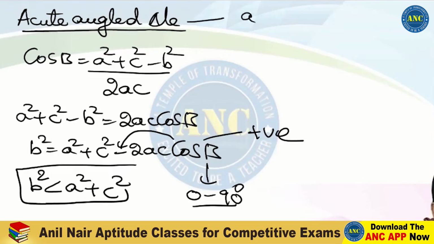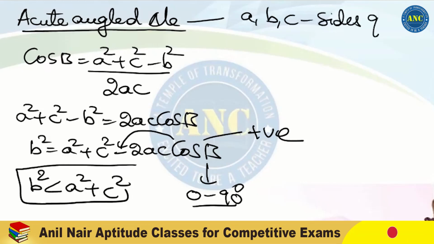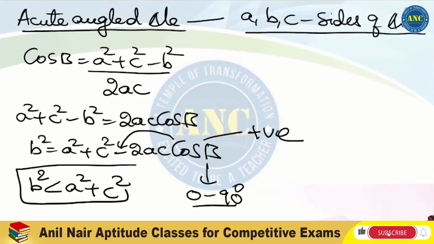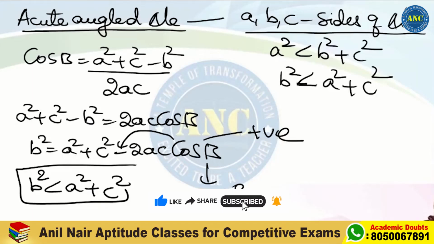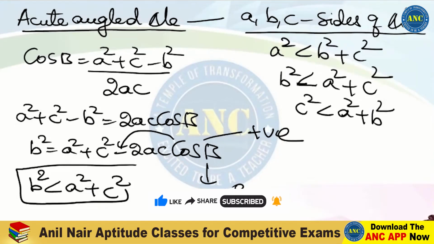Very important property. If a, b, c are the sides of a triangle, what is the condition? a square is less than b square plus c square, b square is less than a square plus c square, and c square is less than a square plus b square.